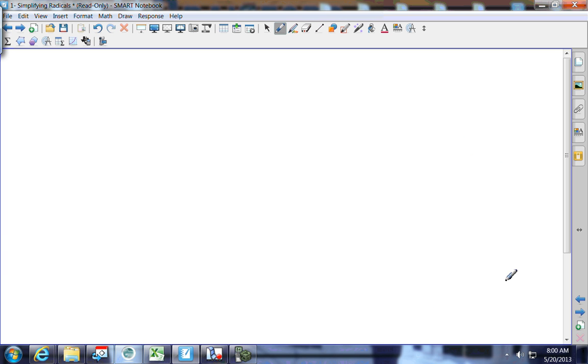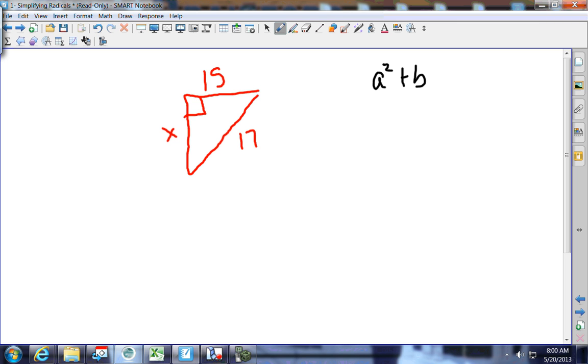Okie dokie, here we go. Let's try this one. Again, don't mind my drawing. 15, 17, and x. Now remember, a squared plus b squared equals c squared. C is this 17. That's the longest side. That's the side opposite the right angle. It doesn't matter which ones you make A and B. Those are just the legs that go right here. So let's fill this in. First off, I don't know this side. That's a leg. So I have x squared plus the other leg is 15 squared equals 17 squared.